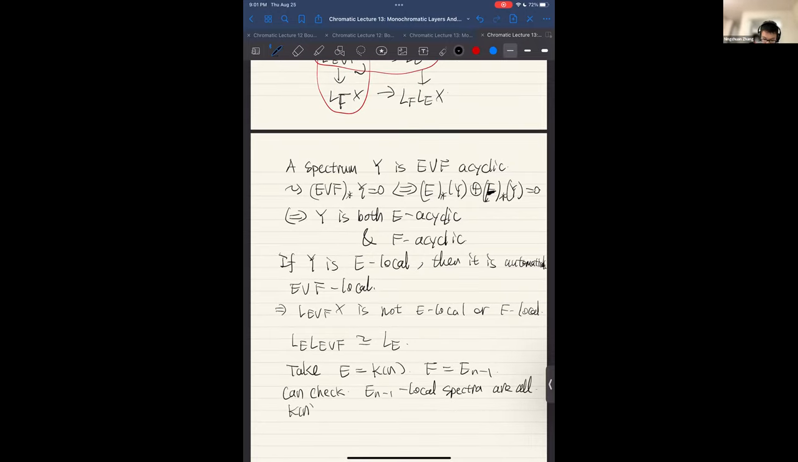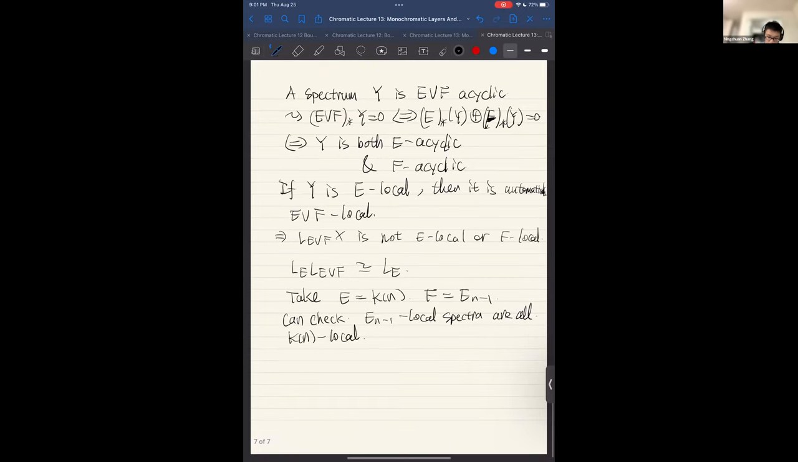Okay, no go. And from this, we get a fracture square. For any X, we have a pullback square.